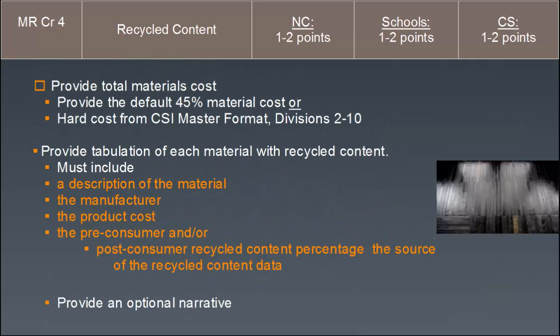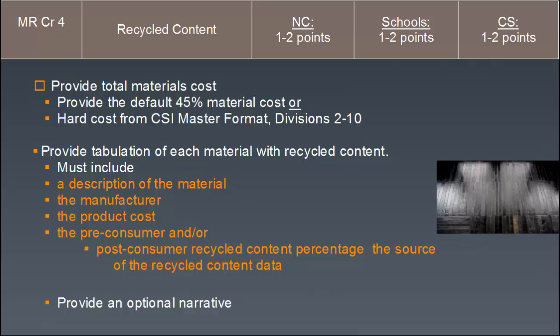Provide total material costs. This can be either the 45% material cost default or the hard cost from CSI MasterFormat divisions 3 through 10 and parts of 2, or in the newer specs 31 and 32. We'll provide a tabulation of each material with recycled content and then an aggregate total of what percent based on cost have post-consumer and what percent have pre-consumer recycled content in it.